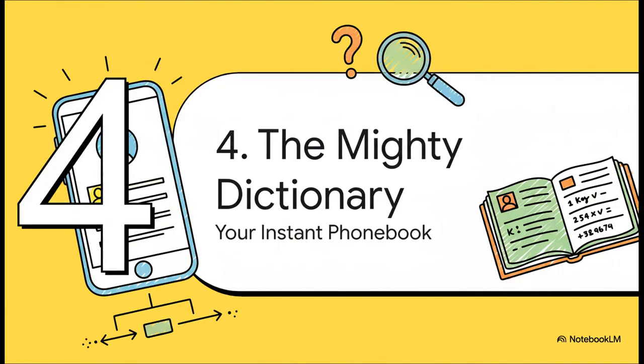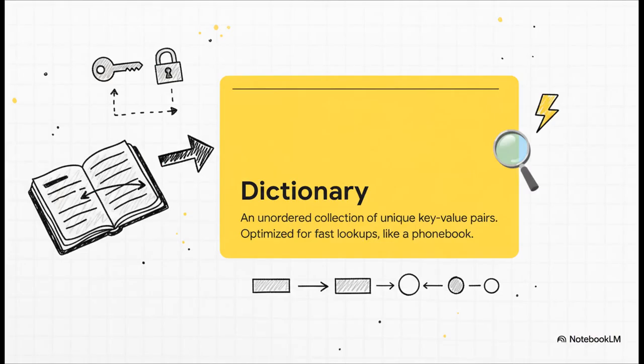All right, next challenge. What if you don't care about the position of an item at all? Instead, you need to look it up instantly using some kind of unique identifier. I mean, think about it. You don't look up a friend's phone number by their position in your contacts, right? No, you look them up by their name. Well, that is the exact job of a dictionary. It doesn't store data as a sequence, it stores it as key-value pairs.